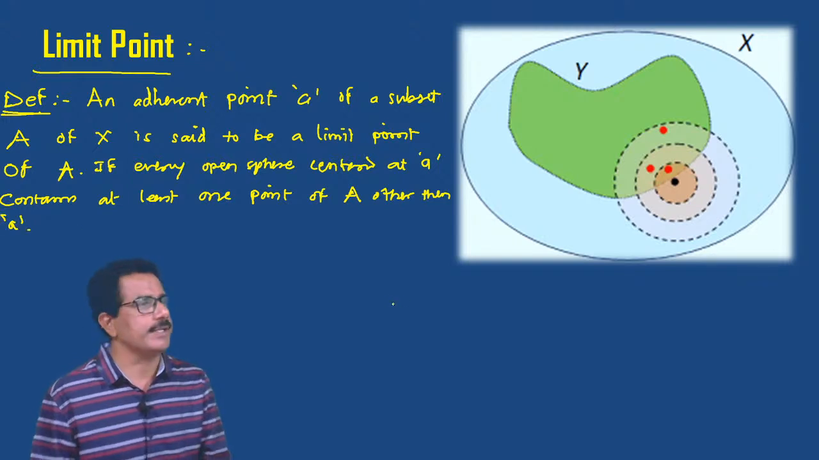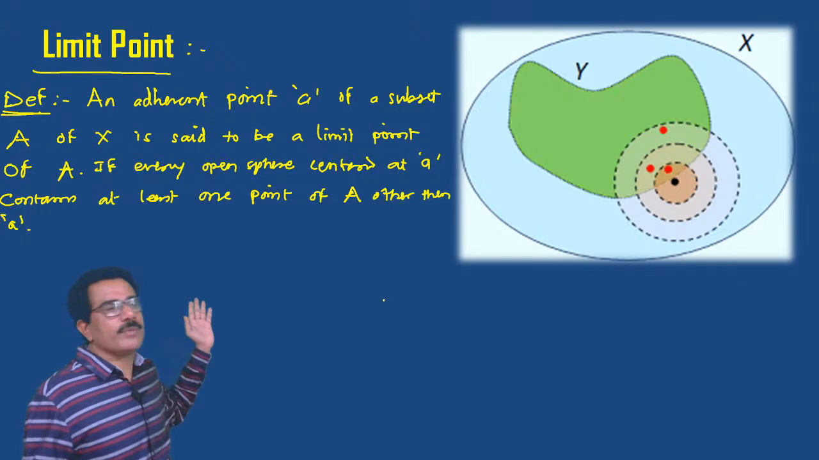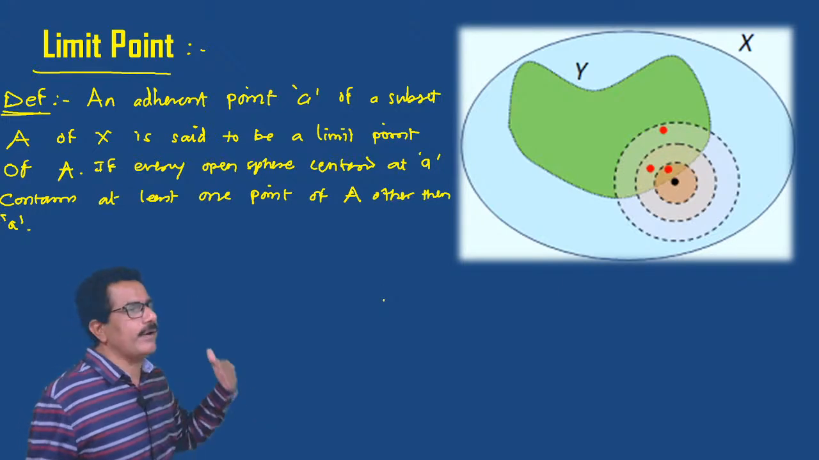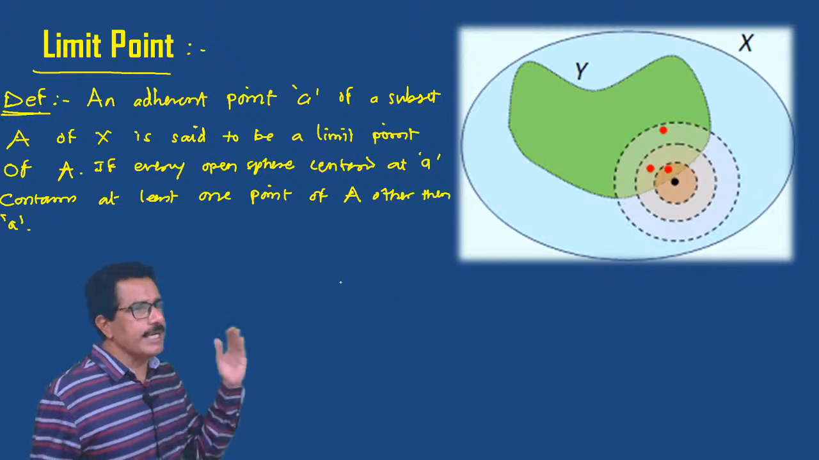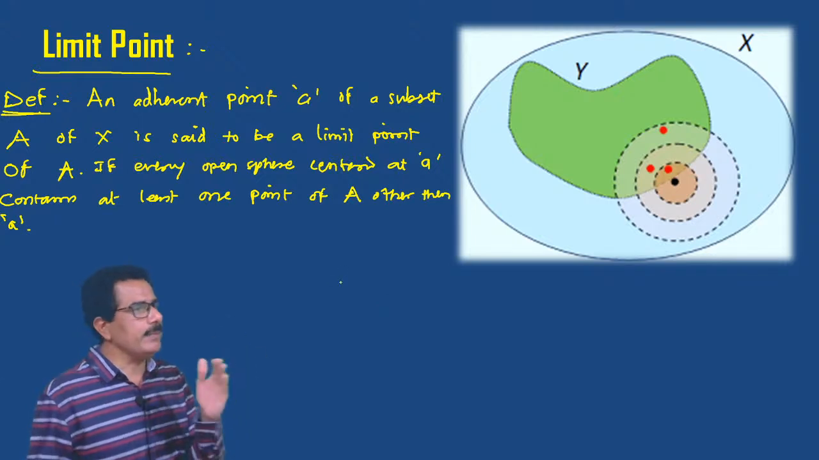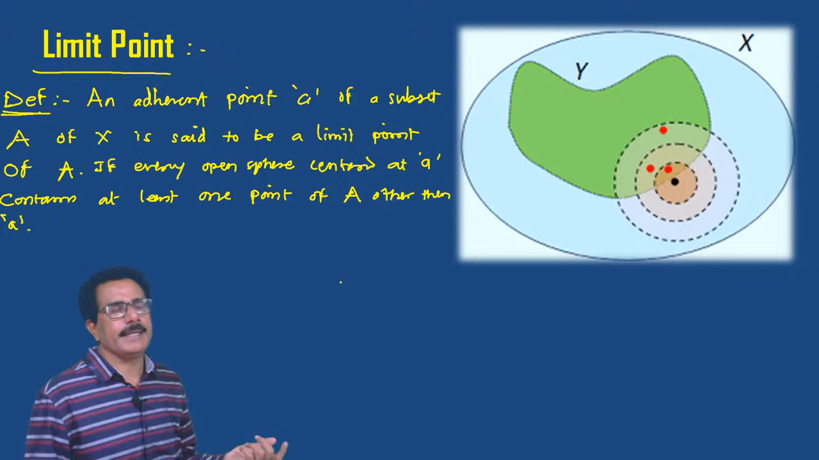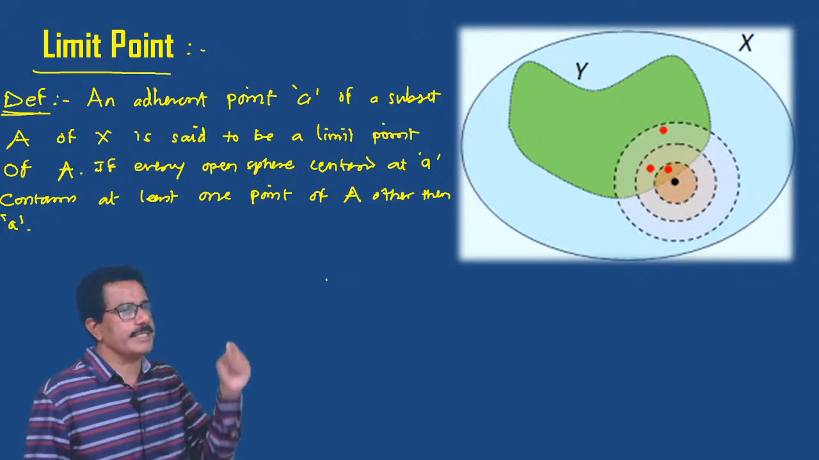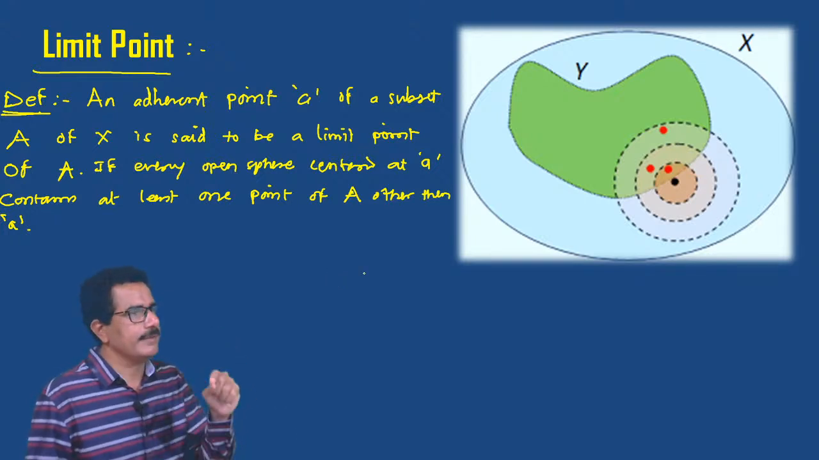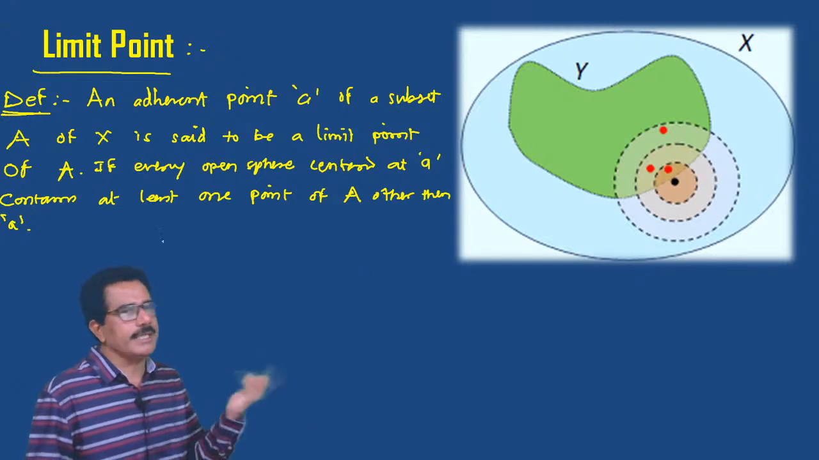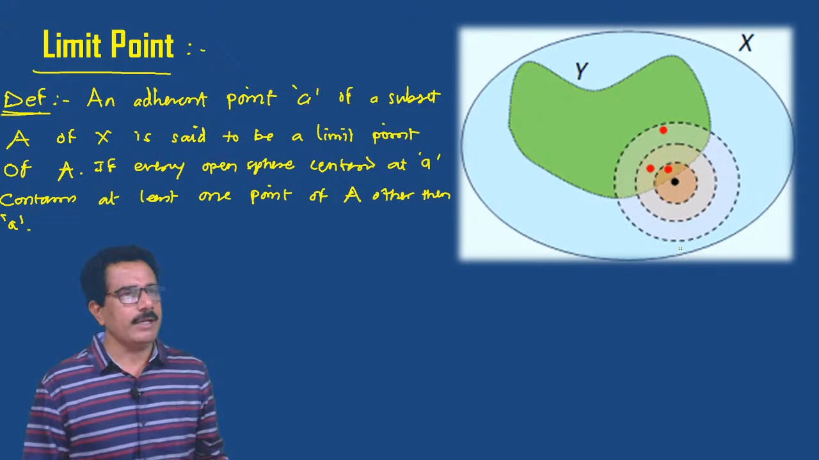It is the definition. See this: an adherent point small a of a subset capital A of X is said to be a limit point of capital A if every open sphere centered at a contains at least one point of capital A other than a. Now see this diagram here.